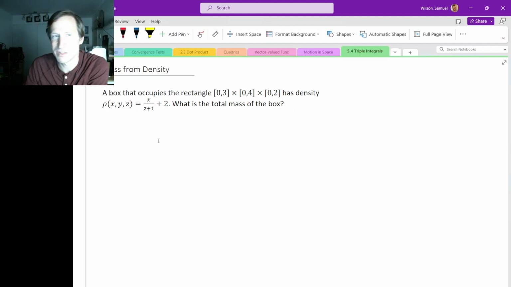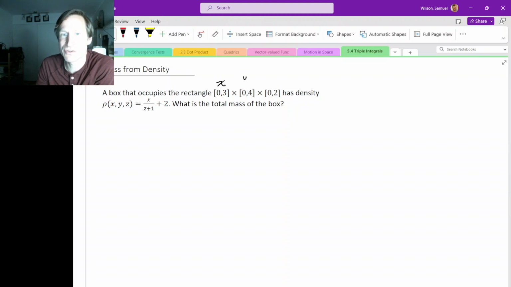Let's use our experience with double integrals to bump things up a dimension. So suppose we have a box that occupies this rectangle from 0 to 3 in the x direction, from 0 to 4 in the y direction, and from 0 to 2 in the z direction. And suppose that at the point x, y, z, it has this density, x over (z plus 1), all plus 2. It doesn't really matter what the units are, but maybe x, y, and z are in centimeters, and maybe this density is in grams per cubic centimeter, something like this.